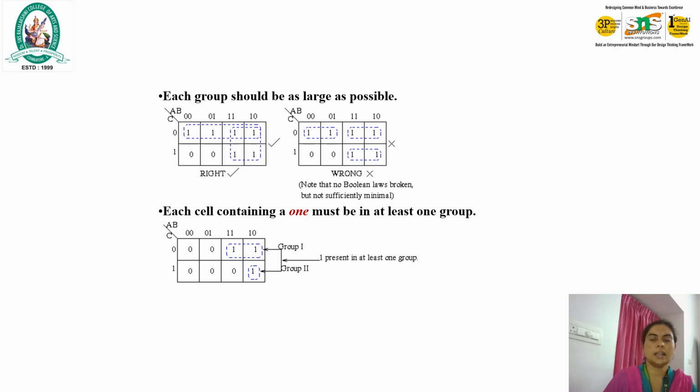Each cell containing a one must be in at least one group. On the top, two ones are grouped together. On the bottom, we have only one, so that one can also be grouped in order to simplify things. Here, group 1 and group 2 can also overlap. What I am saying is each cell containing a one should be in at least one group. So this is another condition.